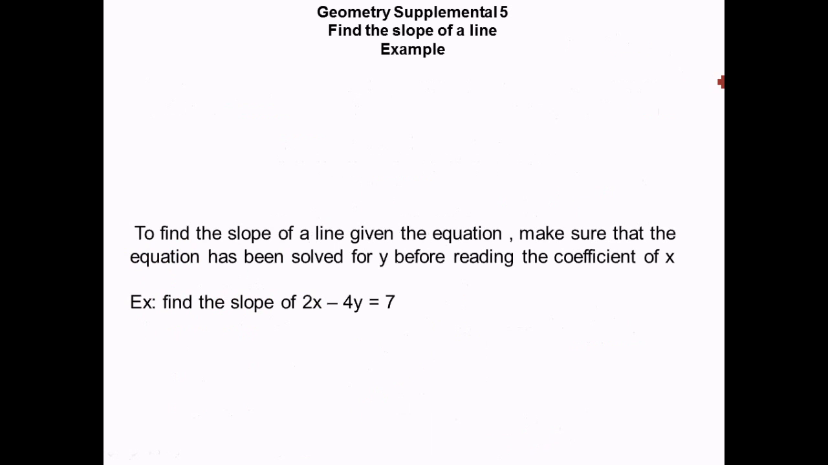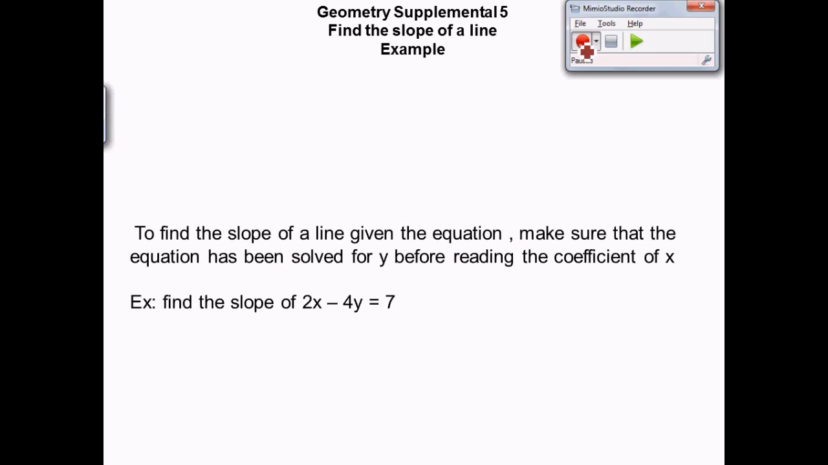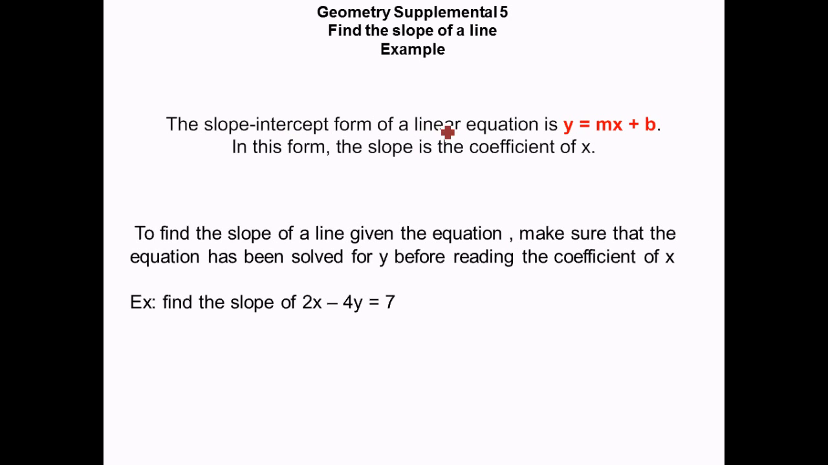All right, so here's an example. We want to find the slope of a line given the equation, and we have to make sure the equation has been solved for y before reading. The slope-intercept form of the equation is y equals mx plus b. M is your slope. B is your y-intercept. This is where it hits the y-axis. So we have to turn this equation into y equals mx plus b.